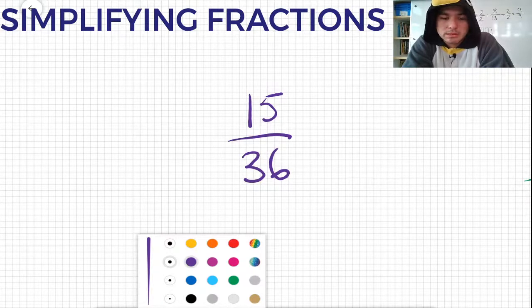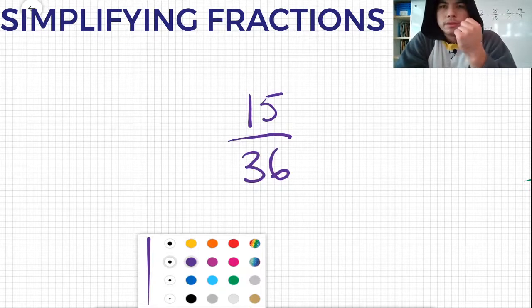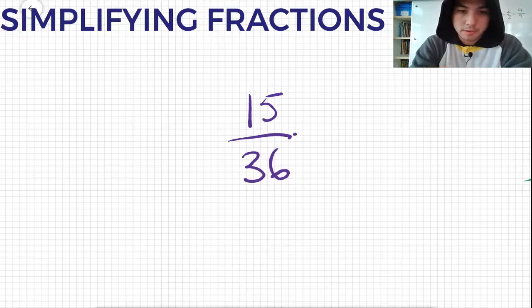What about 36? 3 times what is 36? Well, 3 times 10 is 30. So let's start there. 10. 3 times 11 would be 33 then. So 3 times 12 is 36. There we go. So let's try that.